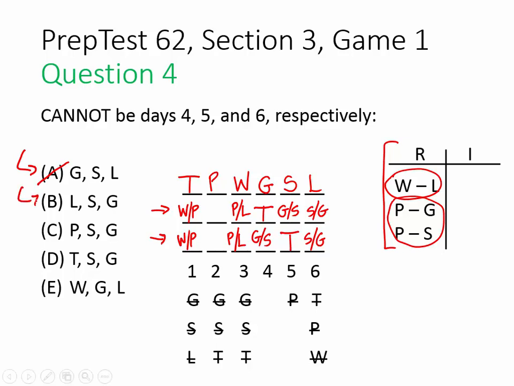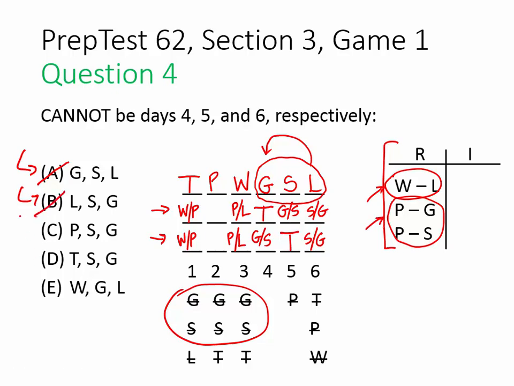B, L, S, G. Well, you notice L, S, and G. It's the same 3 letters as we see right here. And if we just moved the L around and flipped the G and S around a little bit, we're still not breaking any of our restrictions on G and S, and we're still not breaking any of our rules related to W and P. So this one can be true.